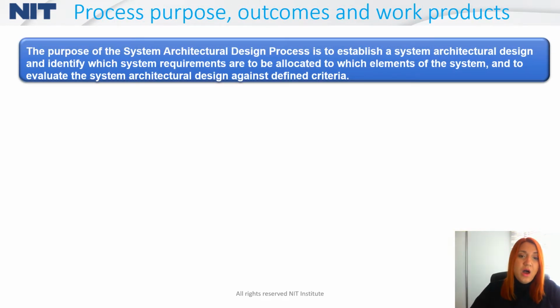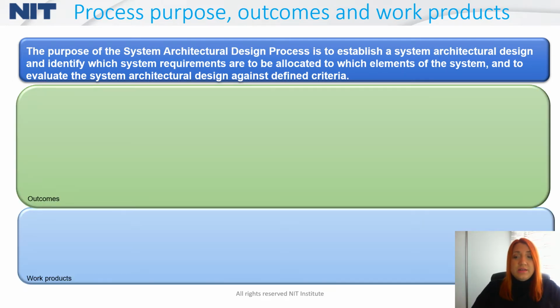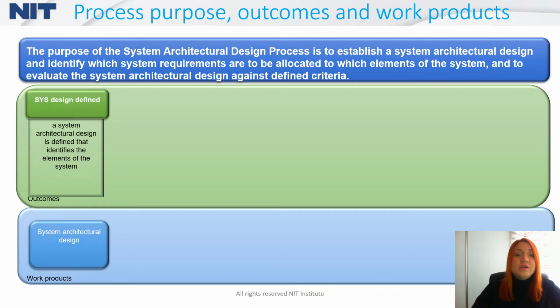The purpose of the system architectural design process is to establish a system architectural design and identify which system requirements are to be allocated to which elements of the system, and to evaluate the system architectural design against defined criteria. This is the definition of Automotive SPICE. But additionally, there are some outcomes which are zooming in on this definition.